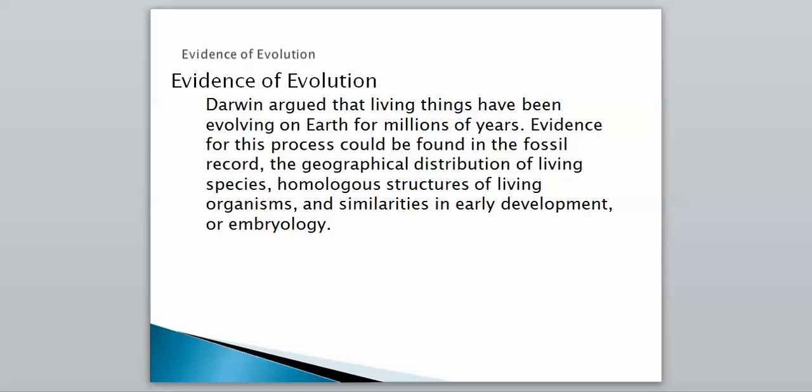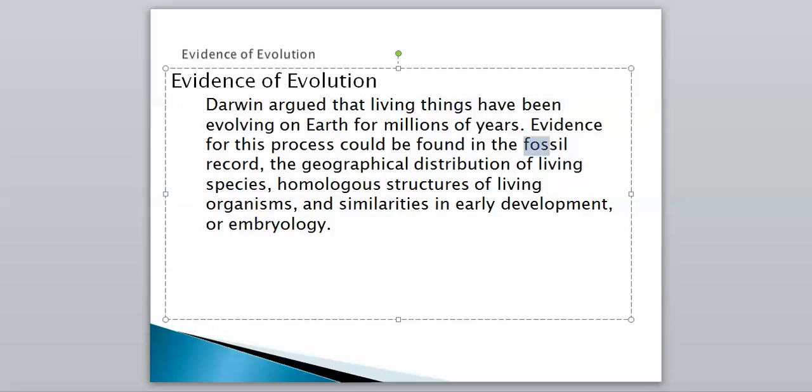So that's number one, the fossil record. Another important thing you're going to need to know is the geographical distribution of living species. Again, we've been saying that over and over; it just means where they're located. Then there are homologous structures, which is going to be a new word, of living organisms, and similarities in early development, or embryology. These four things are going to be really important as evidence that Darwin had that evolution did actually occur.